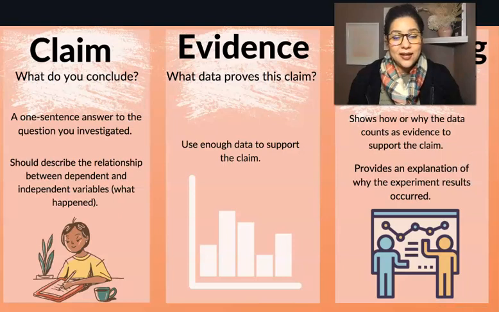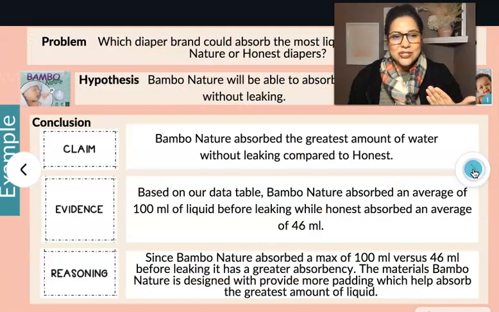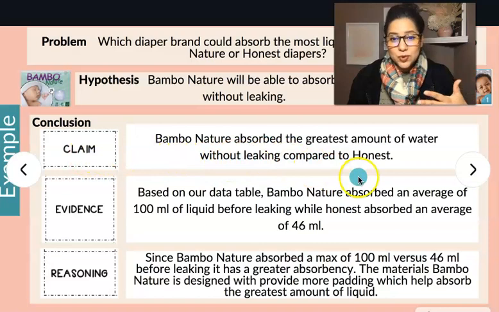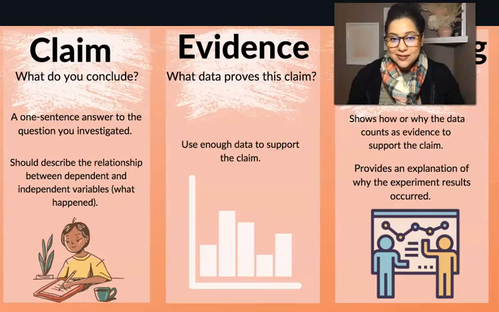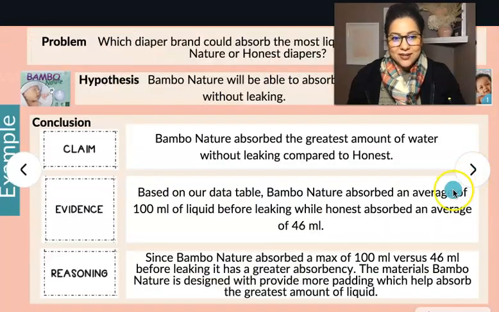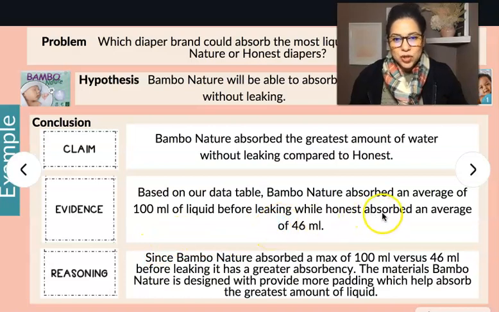So again, for claim, we want to answer, what do you conclude? That's like our guiding question here. So in this experiment, my claim is going to be Bamboo, Nature absorbed the greatest amount of water without leaking compared to Honest. Now for evidence, again, we want to go over the data that proves this claim. And in this situation, based on our data table, Bamboo, Nature absorbed an average of 100 ml of liquid before leaking, while Honest absorbed an average of 46 ml.